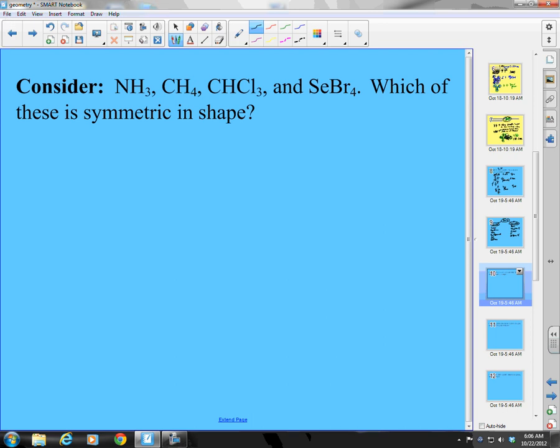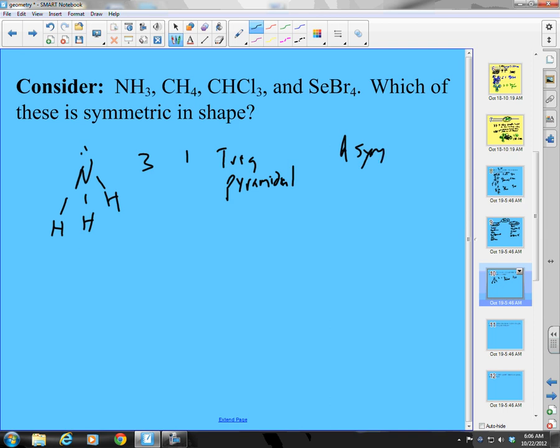Well, here we go. What did you do? Let's look at ammonia. I know ammonia well. It looks like this. It is a what? 1, 2, 3, 3, 1. That is trigonal pyramidal. And if it's trigonal pyramidal, it is pyramidal. It is what? Asymmetric in shape.